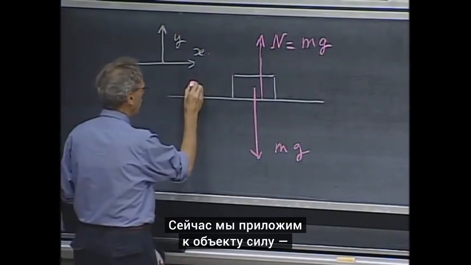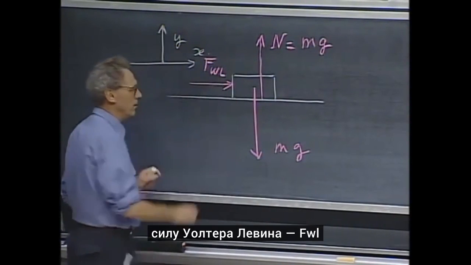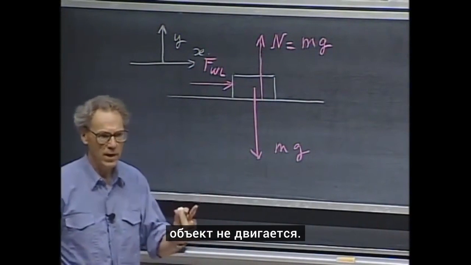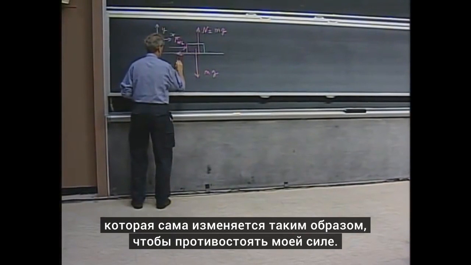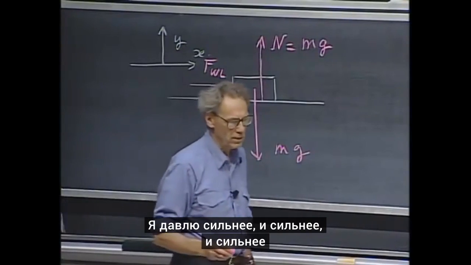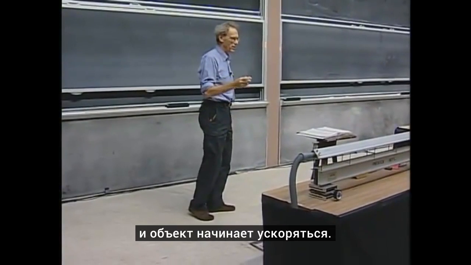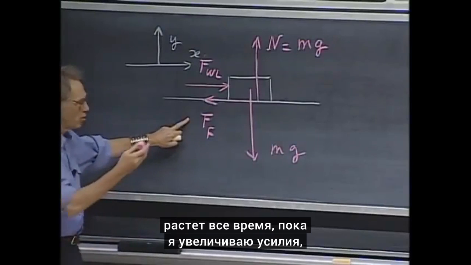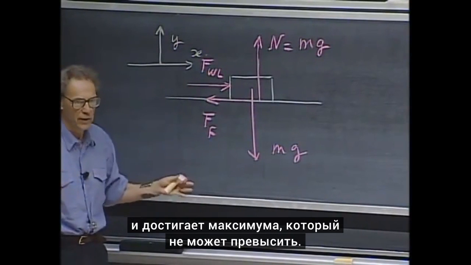Now I am going to push on this object with a force F. And we know that the object in the beginning will not start accelerating. Why is that? That's only possible because there is a frictional force which adjusts itself to exactly counter my force. I push harder and harder and harder, and there comes a time that I win, and the object begins to accelerate. It means that the frictional force, which is growing all the time as I push harder, reaches a maximum value which it cannot exceed.